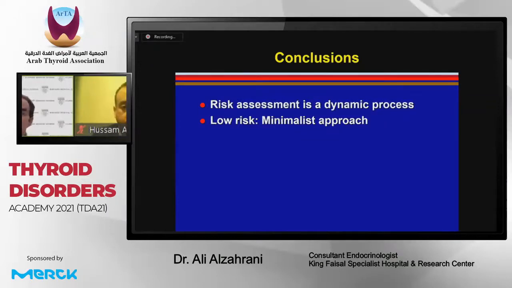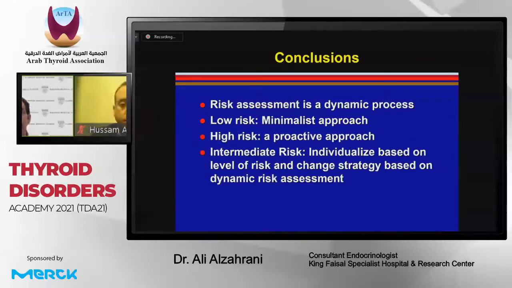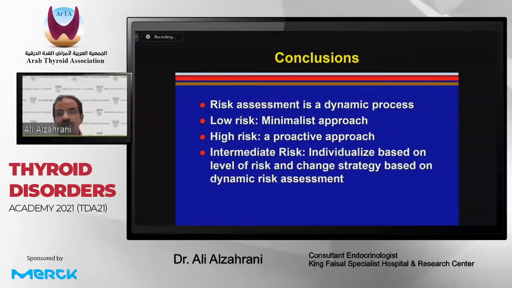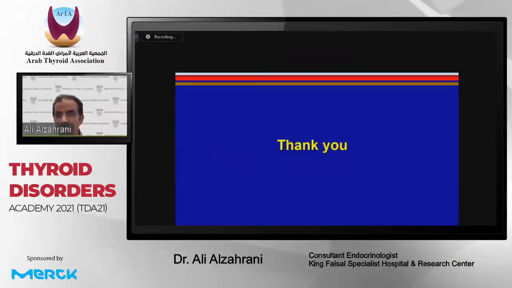For patients with low risk, we try to be very conservative and we follow what is called the minimalist approach. For patients with high risk, we should be very proactive. We should be very aggressive with those patients to prevent mortality and morbidity. And for patients in between, the intermediate risk, we have to individualize our management based on the level of risk and change strategy based on dynamic risk assessment. And with that, I'll stop here. Thank you very much for your attention.